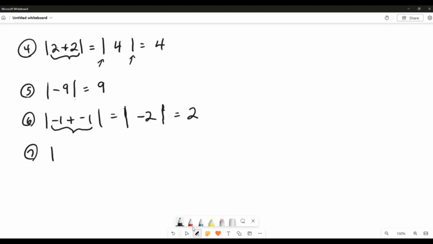Number 7, we have absolute value of negative 3. Well, there's nothing on the inside to clean up or to fix. Nothing in there that needs to be added or subtracted or multiplied or divided. So now we're ready to take the absolute value of negative 3 and we get positive 3.